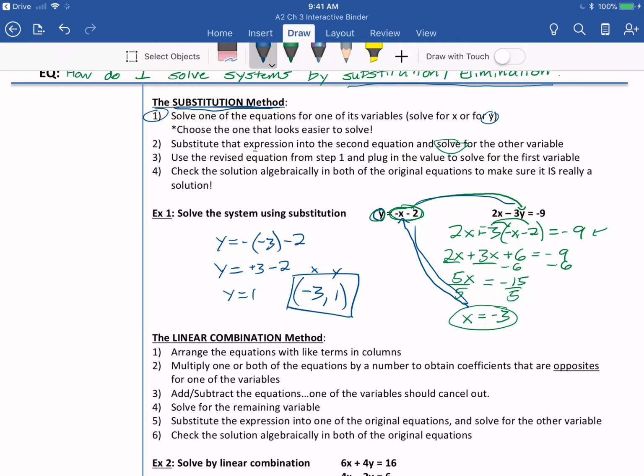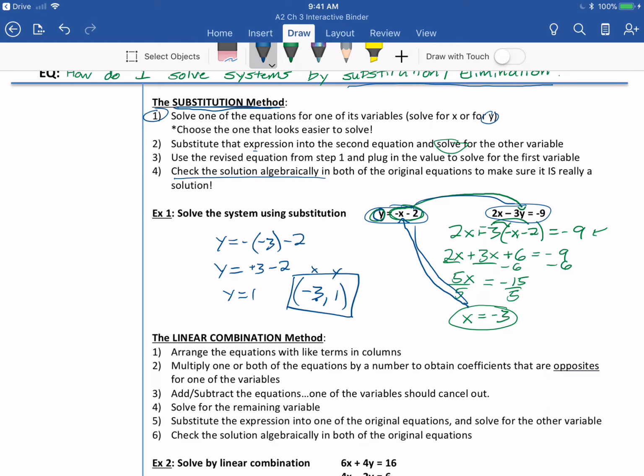So we found that point of intersection without even graphing them. If we were to graph these, they would intersect at negative 3, 1. Awesome. Again, you can always go through and check your answer algebraically. You can plug this negative 3, 1 into both of these equations, this one right here and this one, and make sure that they work out for you.